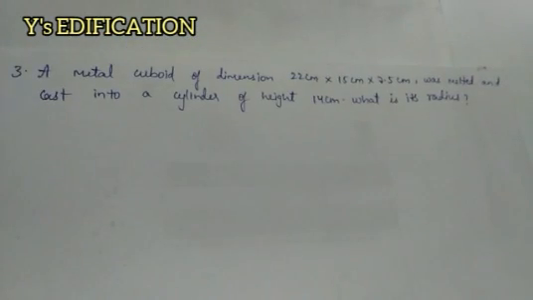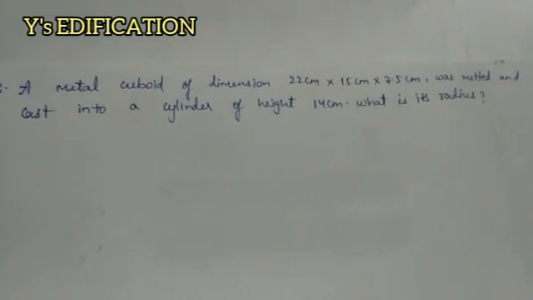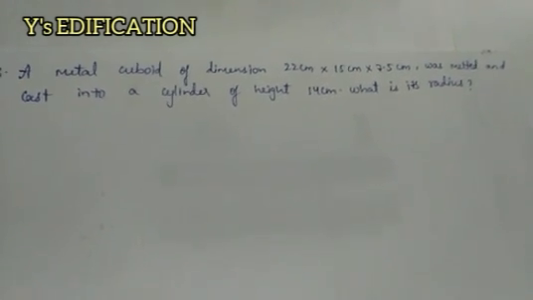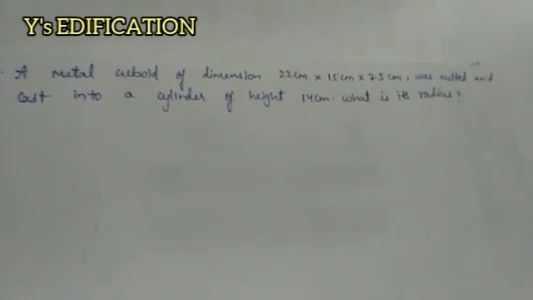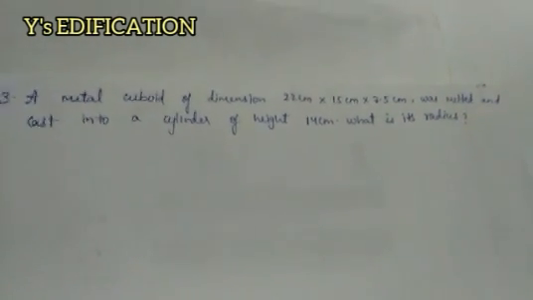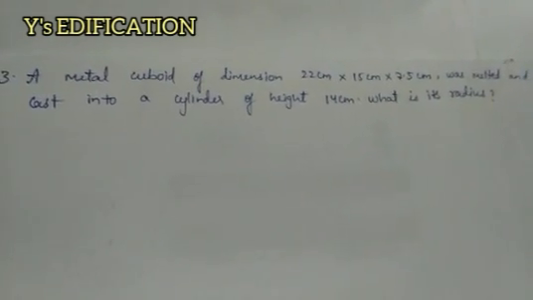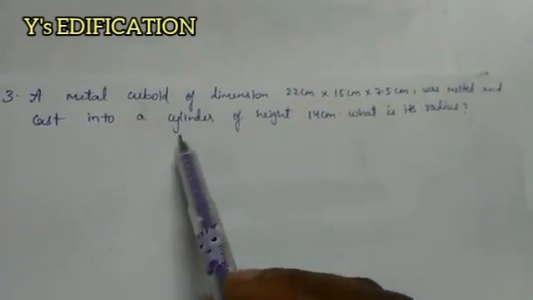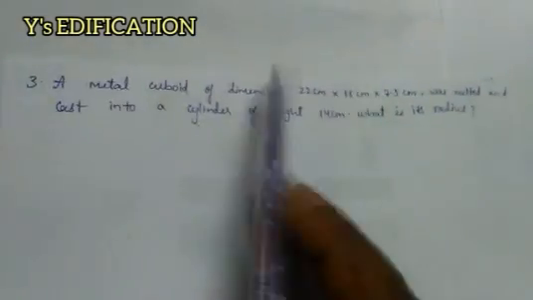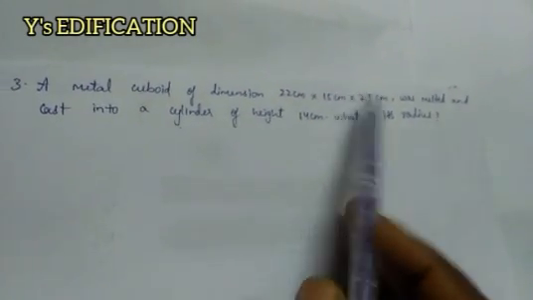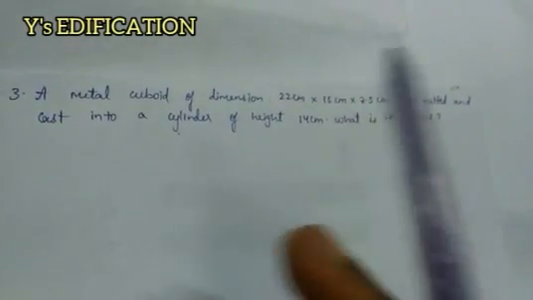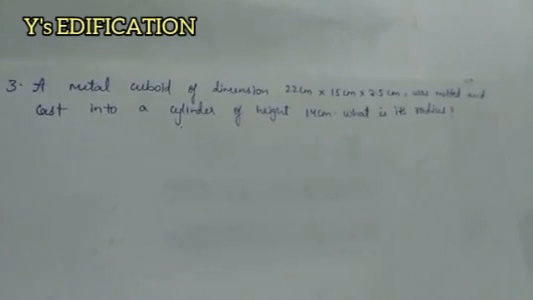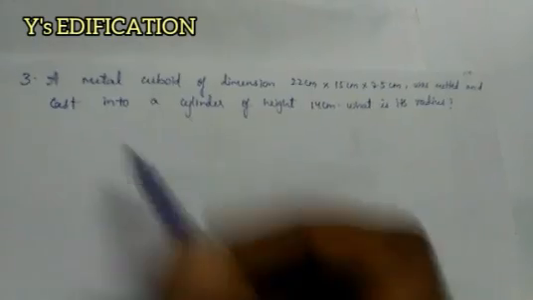Next question. A metal cuboid of dimension 22 cm, 15 cm, 7.5 cm was melted and cast into a cylinder of height 14 cm. What is its radius? So what is given in the data? We are seeing a cuboid and a cylinder. First, a cuboid of these dimensions is melted and converted to a cylinder, and that cylinder's height is 14. What we have to find? We have to find the radius of the cylinder.